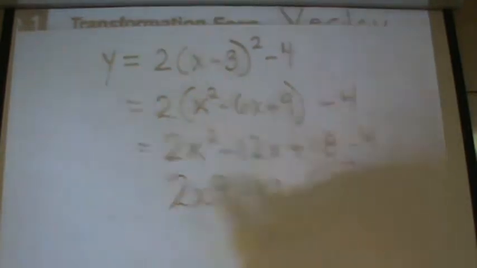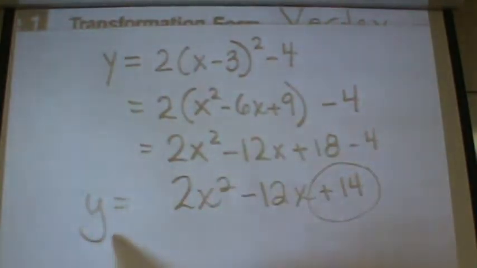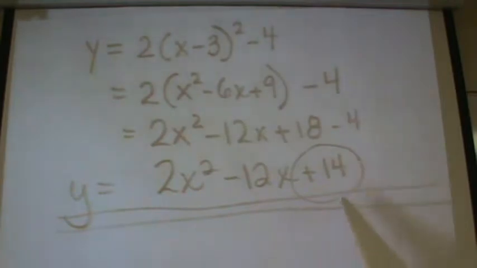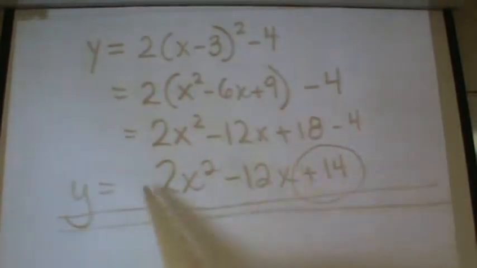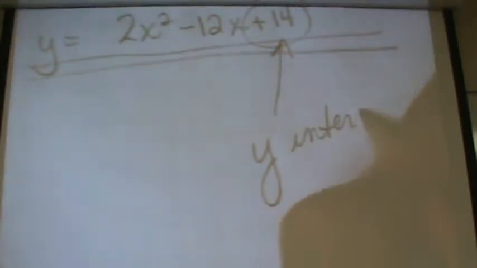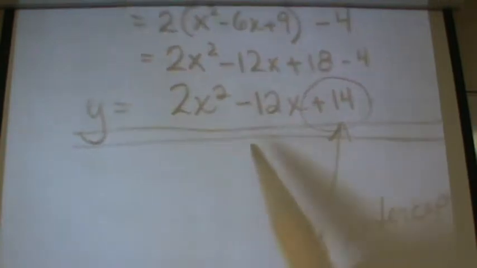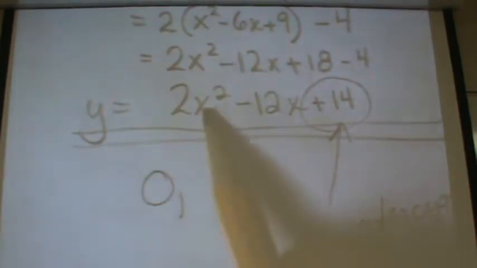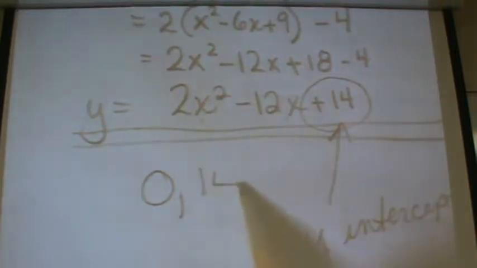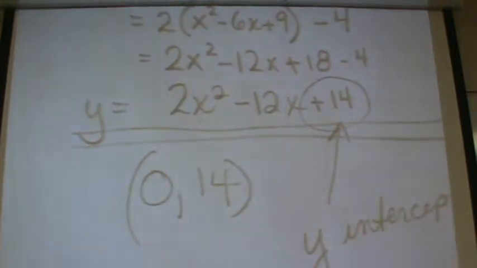And what is this 14? This is standard form, or polynomial form as your book calls it. Polynomial form or standard form. This is your y-intercept. Why is this your y-intercept? Because if you were to put 0 in here, this would cancel out, this would cancel out, and 0, 14 is your y-intercept.